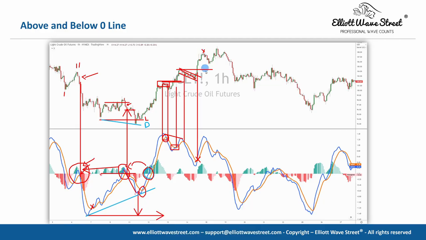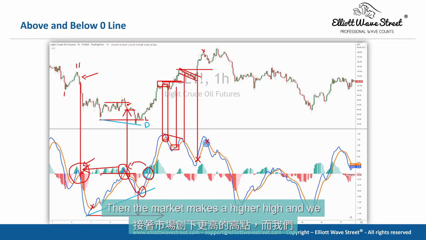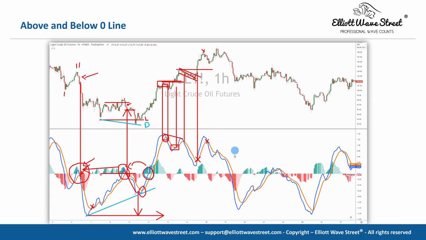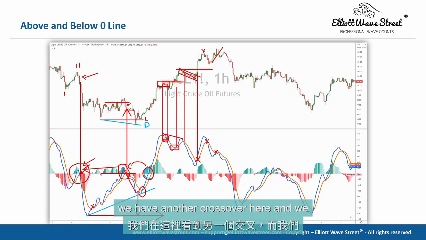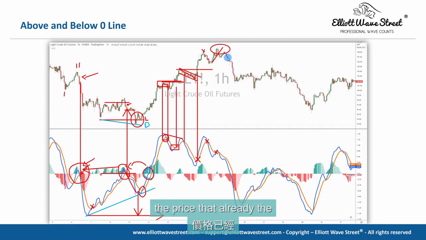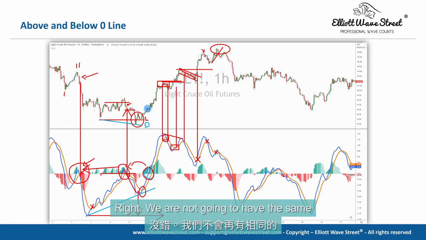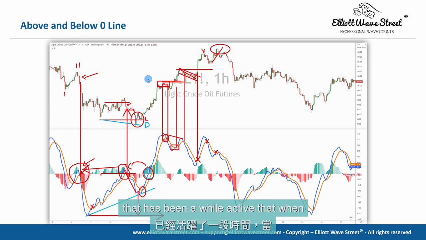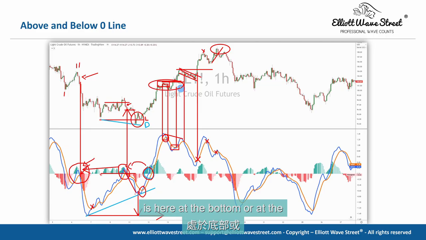Then the market makes a high, and we have the cross down on the MACD, so booking profits, right? Booking profits. Then we have another cross over here, and we have to start being careful because look at all the price that the market has already covered. So we know that it's time for a corrective. Right? We are not going to have the same size of the trade in a trend that has been active for a while, as when we are here at the bottom or at the first retrace, right?